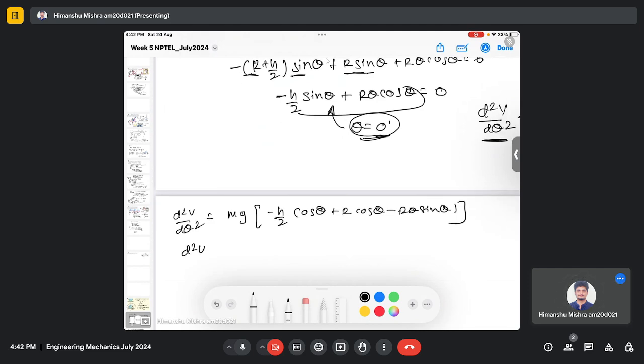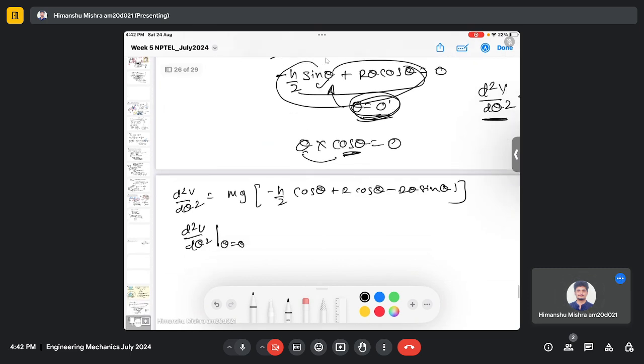To find the instability at an equilibrium point, we have already found the equilibrium point. We showed that at theta equals 0, the LHS will be 0, right? Because sin theta will be 0, and theta multiplied by cos theta will also be 0, because cos 0 will be 1 and theta is 0, so it will be 0 as well. So we will have here minus h by 2 plus r. This is the condition we will get, minus h by 2 plus r, times mg.